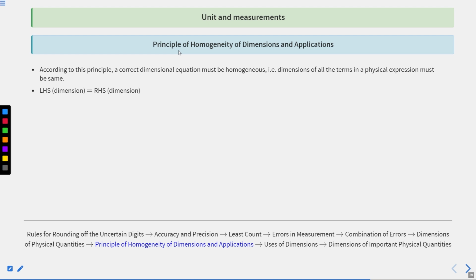Next is principle of homogeneity of dimensions and applications. According to this principle, a correct dimensional equation must be homogeneous. That is, dimensions of all the terms in a physical expression must be the same. LHS dimension equals RHS dimension. Means suppose you have an equation, in that case both dimensions, LHS side and RHS side, should be the same. Clear?